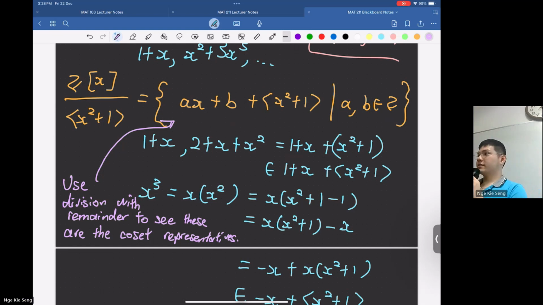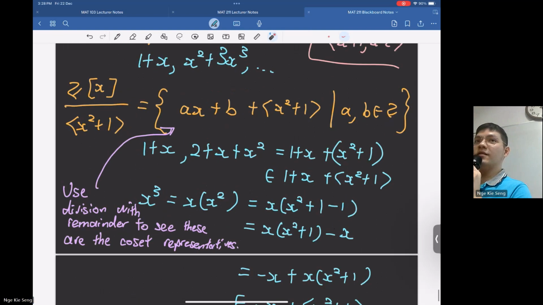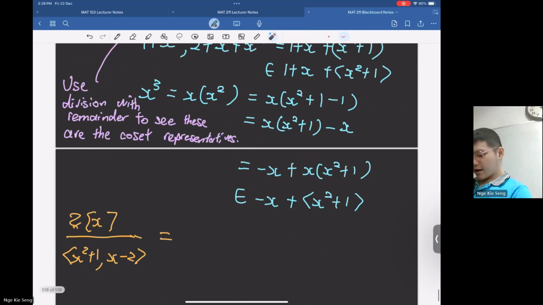Okay, because when you divide, the remainder must have degree less than x squared plus 1, so it is one degree lower: ax plus b. Make sense? Okay. So how should we do this? x minus 2. Something like a times x squared plus 1 plus a times x squared plus 1.